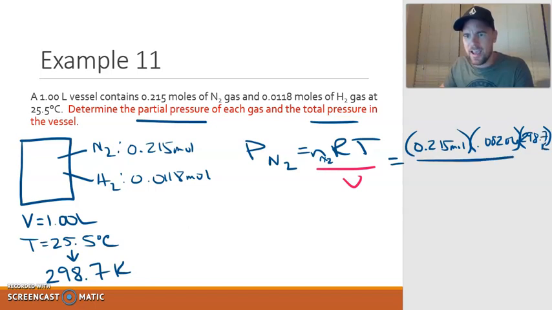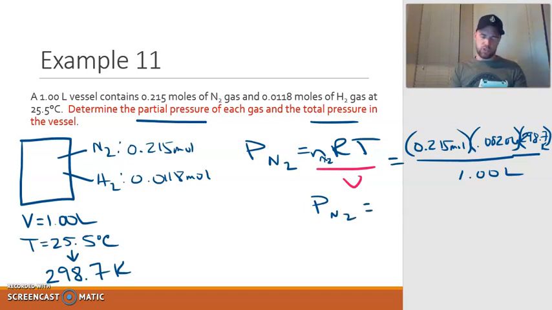No space. And then divide it by the volume, which conveniently the volume is 1.00 liters. That's nice. So what would be my pressure for the nitrogen gas? Well, I would take 0.215 moles, times it by 0.08206, and then times my temperature, 298.7 Kelvin, obviously divided by 1, which is going to be the same. So my pressure with 3 sig figs is what?